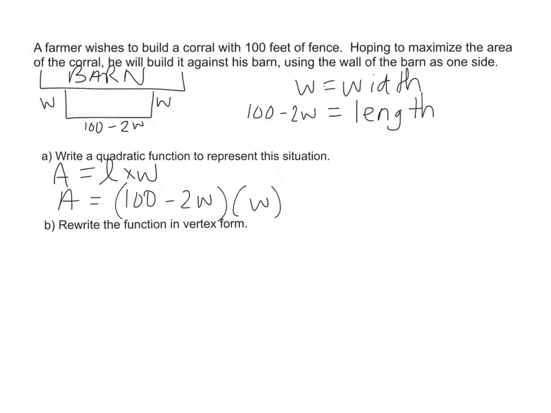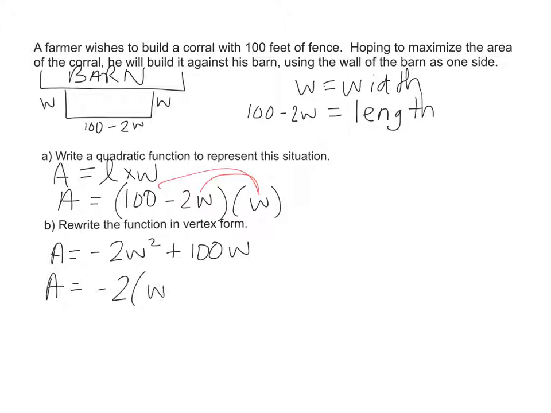Rewrite the function in vertex form, so that's just expanding. So I did W times negative 2W and W times 100. And then put it into vertex form. Factor out the negative 2, negative 50. And then we need to complete that square.